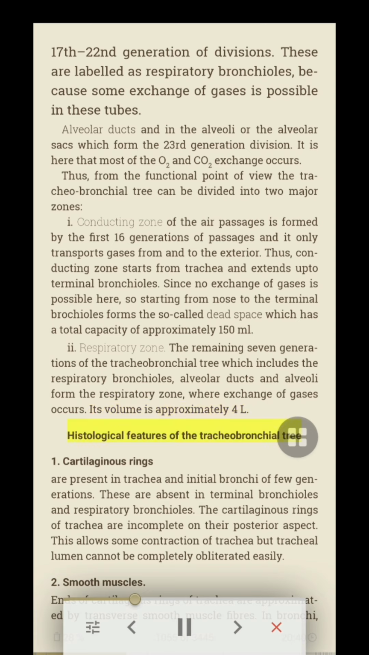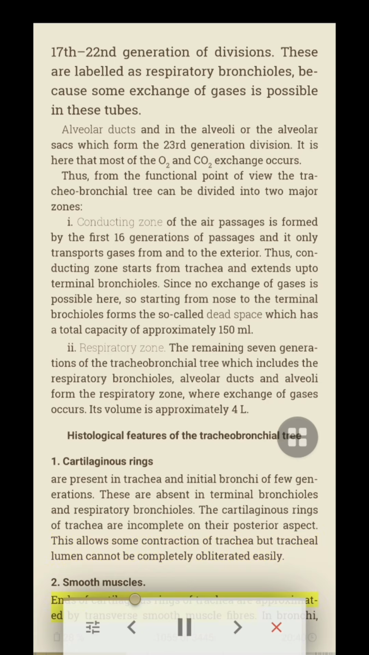Histological features of the tracheobronchial tree. 1. Cartilaginous rings are present in trachea and initial bronchi a few generations. These are absent in terminal bronchioles and respiratory bronchioles. The cartilaginous rings of trachea are incomplete on their posterior aspect. This allows some contraction of trachea, but tracheal lumen cannot be completely obliterated easily.